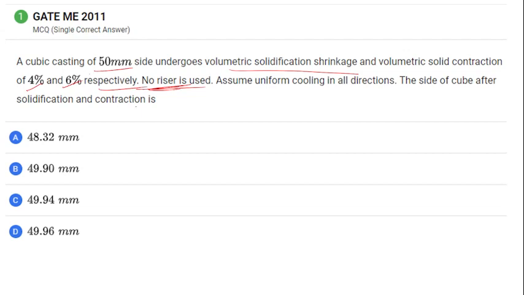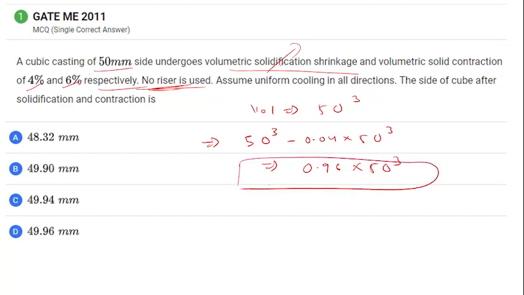Okay, so firstly, what will happen here? Firstly, shrinkage due to solidification will happen. So your volume is 50 cube, right? So how much shrinkage is there? 4%. So 50 cube minus 0.04 into 50 cube. This will be your first, after solidification shrinkage, this much volume will be left. After solidification shrinkage, what shrinkage will come into picture? Solid contraction is given. So on this, how much is it coming?